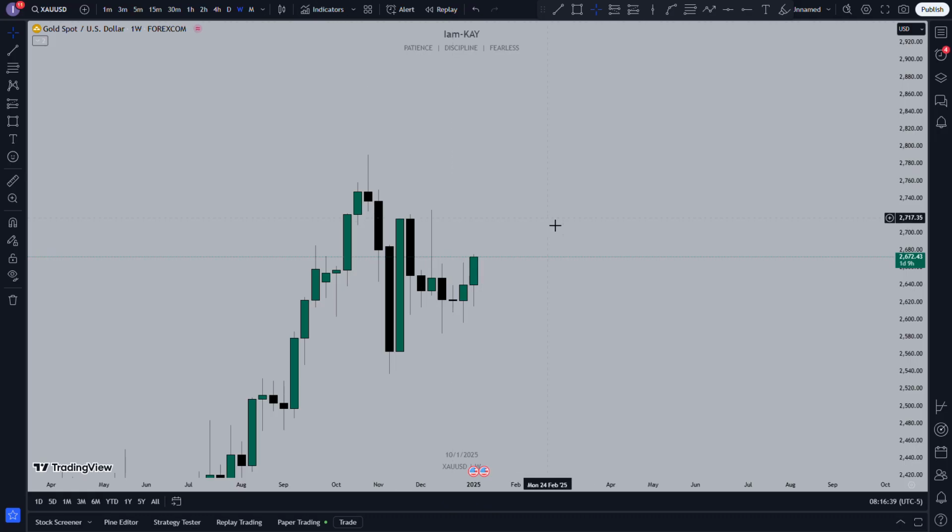So quick breakdown on SAUSD trade for today. Today is the 10th, I think, 10th of January 2025.